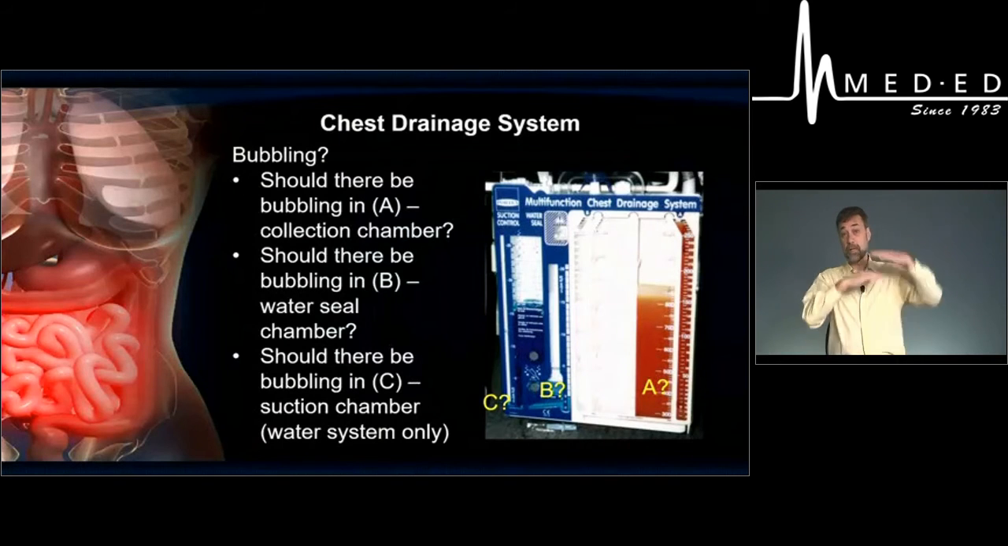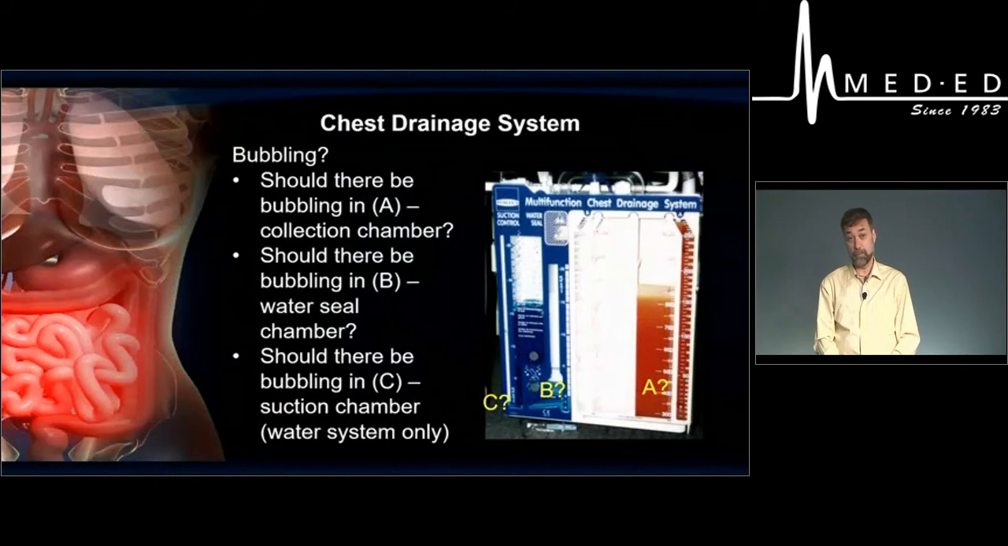Now on exhalation, as the lung falls back down, it's going to pull backwards and it may actually lift the column of water up a little bit. We call that tidaling. So you may see the water column go up and down, up during exhalation, down during inhalation, and then during inhalation there may be a little bubbling. That would be considered normal in the water seal chamber.